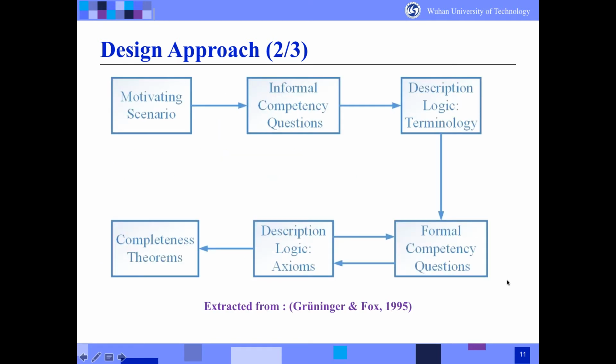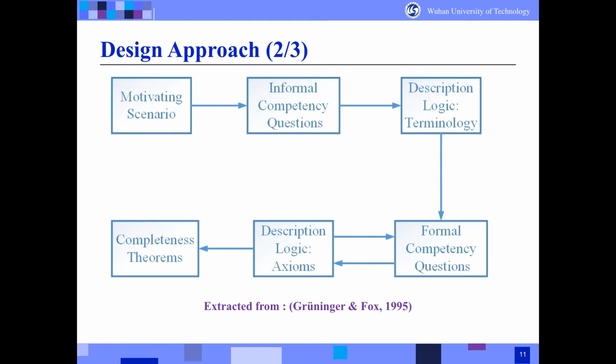So this is the way of the design approach. The motivating scenario is about why software testers are suffering from knowledge retrieval and sharing. So that is our base, and we make our informal competency questions. Basically the competency questions describe the structure of the ontology. So the competency questions we make will give the structure of the ontology.